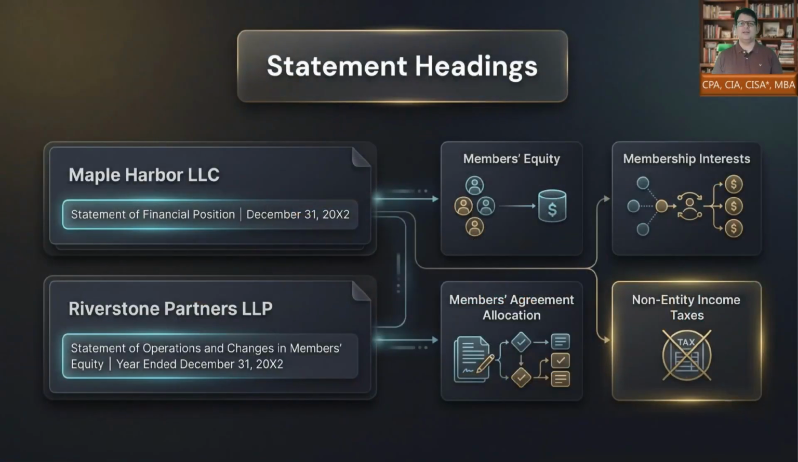Statement headings matter more than students sometimes expect. Each financial statement should identify the entity as an LLC or LLP. That small heading gives users immediate context. It tells them they should expect members' equity instead of shareholders' equity, possible absence of entity level income tax, and ownership language based on membership interests. In practice, preparers and auditors should check every statement heading and note heading for consistent entity identification.